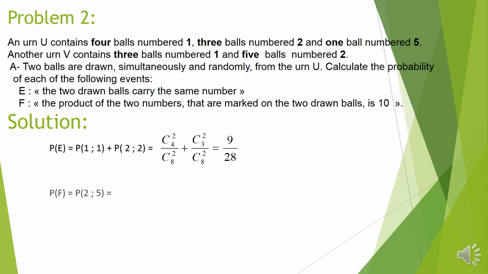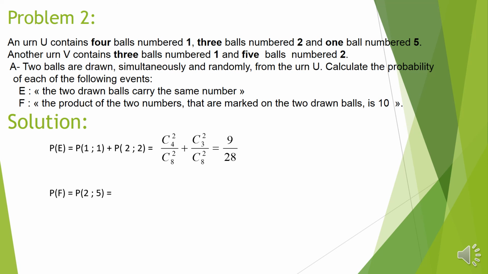Probability of F. The product is 10. We have only one choice, nothing else. One of them carries number 2 and the second carries 5, and the order doesn't matter. We can start by saying the first is 5 and the second 2, or 2 then 5, it doesn't matter. What matters is that one of them carries number 2 and the other carries 5. 2 times 5 is 10.